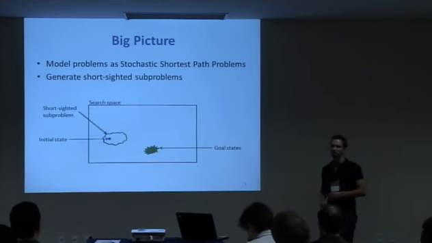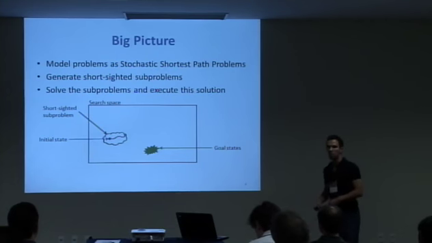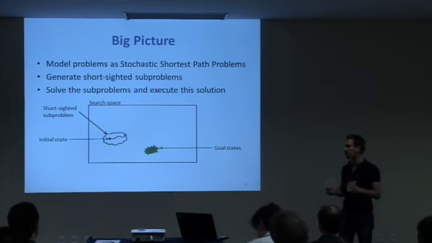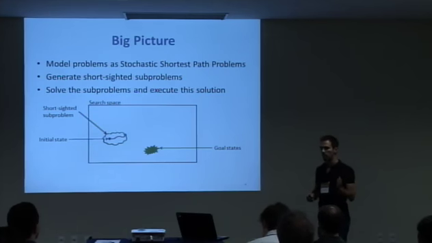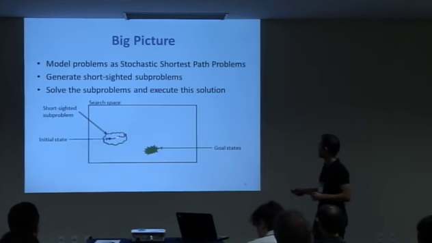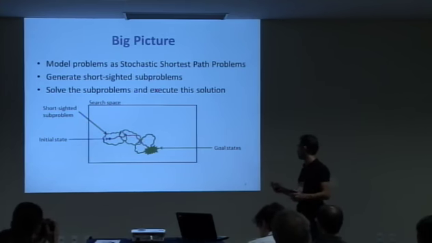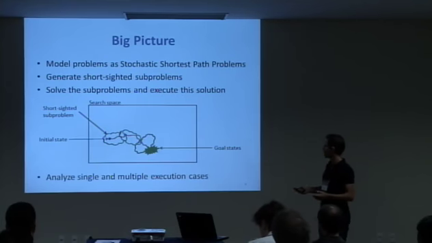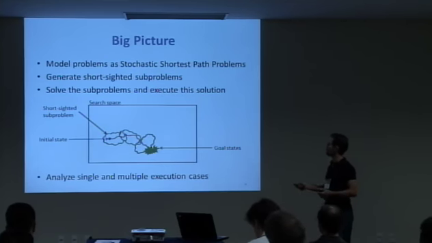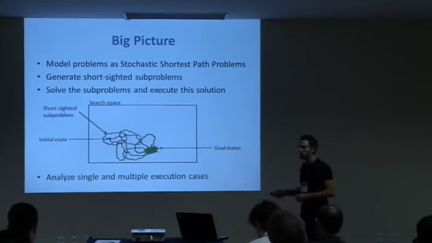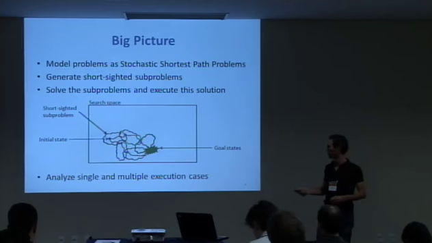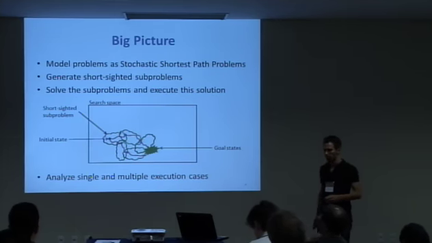Then we're going to solve this short-sighted subproblem, and we're going to get a complete policy for it, so we know we're not going to need to replan there, and we're going to execute this solution. And then once we get to the border of this cloud, we're going to iterate. We're going to do that again and again until we reach the goal of our original problem. And then I'm also going to show what we can say about this single execution case, and also what we can say if we have a simulator, for instance, where we are not executing in the real world, and we can simulate this problem from the initial state to the goal state several times.